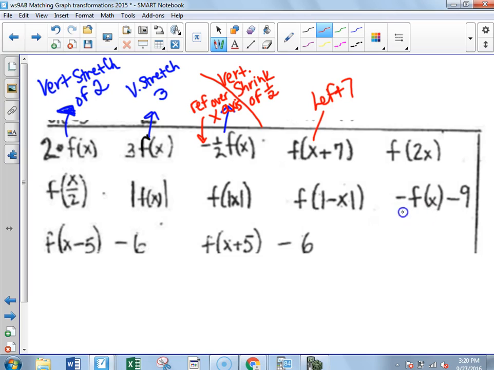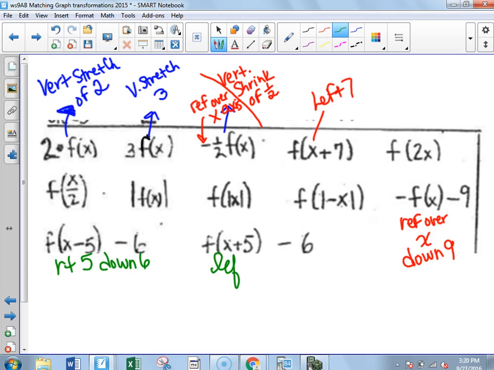What's this one down here? Reflection and reflect over x, and down 9. Let me call on somebody. Kirsten, do you know what this one does right here? Perfect. Right 5, down 6. Omar, do you know what this one does? Good job. Yep, you're right.